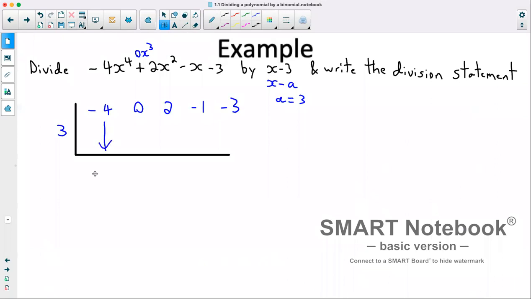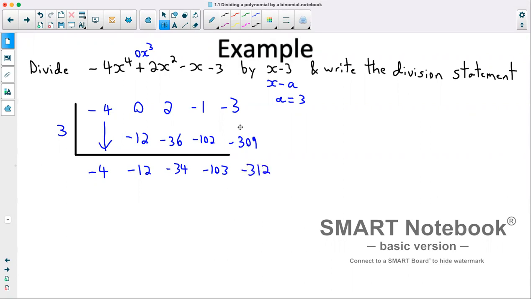The first term comes straight down. So -4. 3 times -4 is -12. Add these, that gives us -12. Times 3 gives us -36. Add these, that gives us -34. Times 3 gives us -102. Adding those gives us -103. Multiplying by 3 gives us -309. Adding those gives us -312.